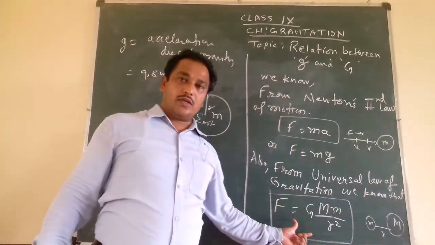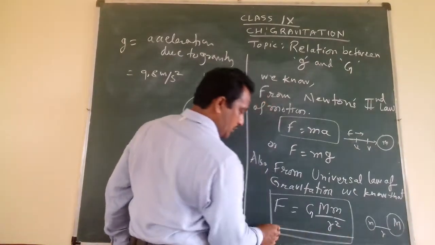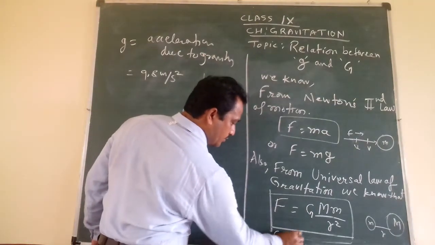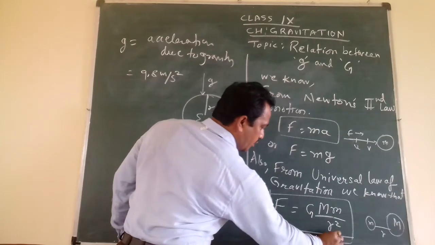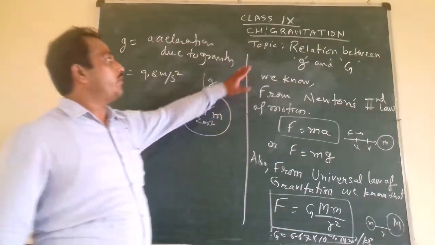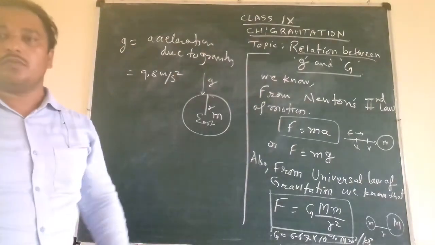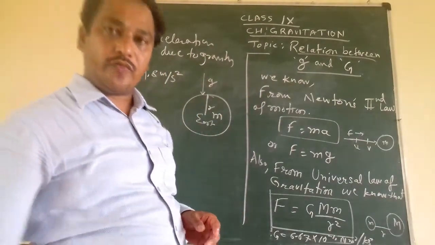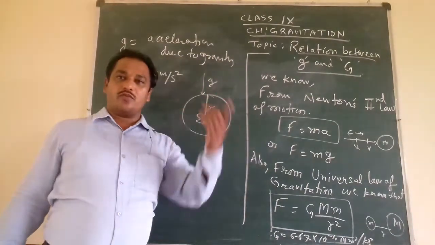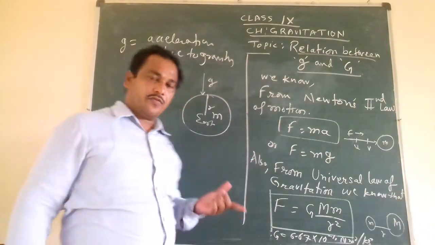And you are also aware that the universal gravitation constant capital G is how much? Capital G is equal to 6.67 times 10 to the power minus 11 Newton meter square per kg square. So today we will find the relation between capital G and small g. How are they related? If one quantity is known, how can you find the other? For example, for the earth, whose mass is given and small g is given, how can you find capital G, the universal gravitation constant? Or if any one variable is not given, how can you find it?